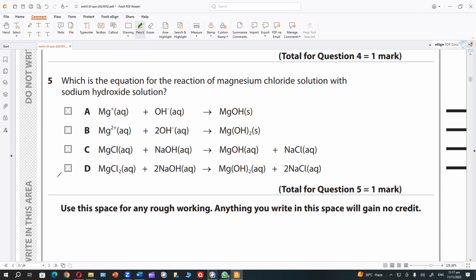Which is the equation for the reaction of magnesium chloride solution with sodium hydroxide solution? It's a type of neutralization. Magnesium chloride is soluble, that's fine, and sodium hydroxide is also soluble, right? Then magnesium chloride is technically MgCl2. So MgCl2 plus NaOH, I think.